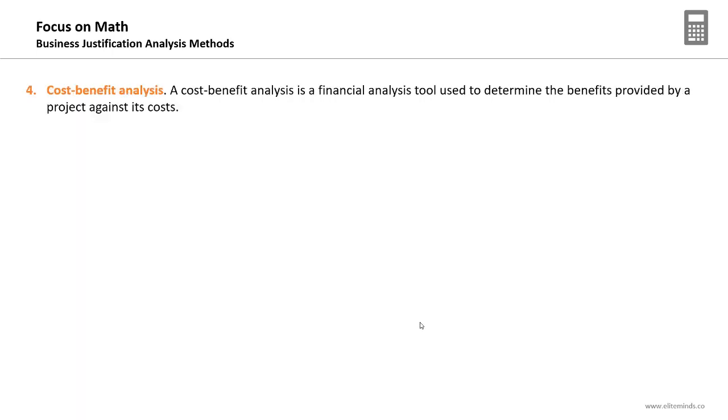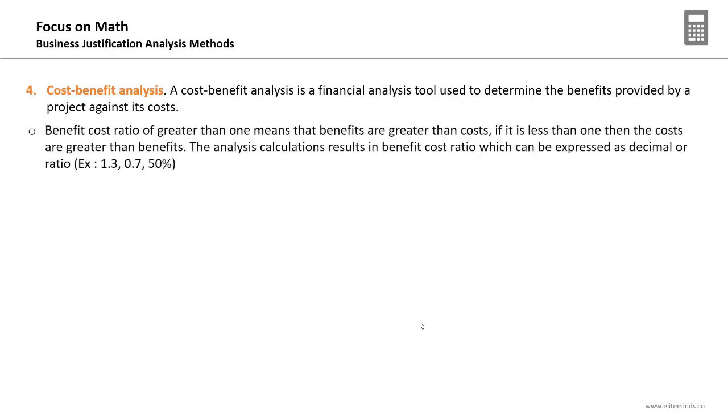The last method I will be presenting in this lecture will be the cost-benefit analysis, also known as the cost-benefit ratio or benefit-cost ratio. A cost-benefit analysis is a financial analysis tool used to determine the benefits provided by a project against its cost. BCR, the benefit cost ratio, of greater than 1 means that the benefits are greater than the costs. If it is less than 1, then the costs are greater than the benefits.